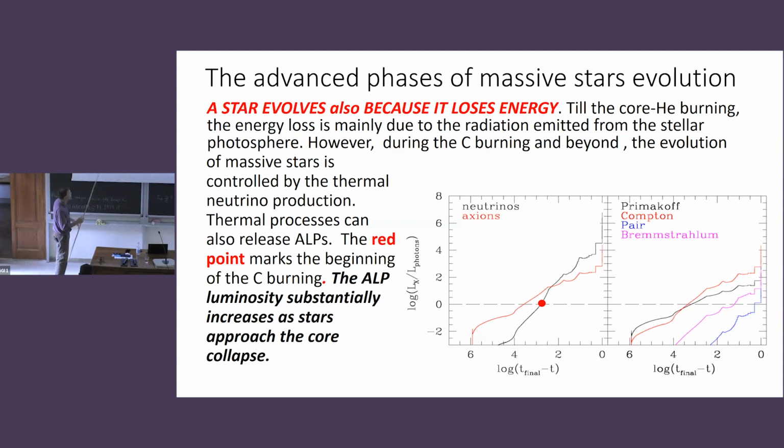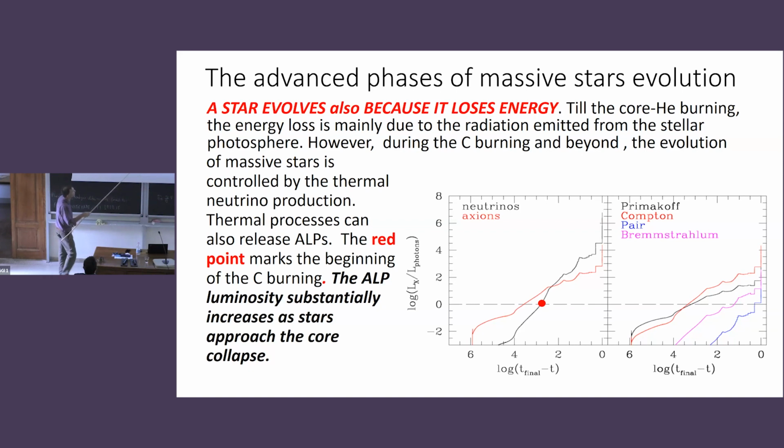And as you see here, for the energy loss, during the hydrogen and helium burning phases of these stars, the energy loss is dominated by the radiation from the surface. But from the carbon burning and beyond, compared to the photon luminosity, the luminosity of neutrinos, the black line here, and eventually the luminosity of axions becomes dominant. You see that the onset of the carbon burning, the beginning of the carbon burning, is marked by this dot here. And the neutrino luminosity is expected to increase before the core collapse by 6 orders of magnitude. So a huge energy loss in the pre-explosive stars. And in the case of axions also, we have an increase of at least 4 orders of magnitude.